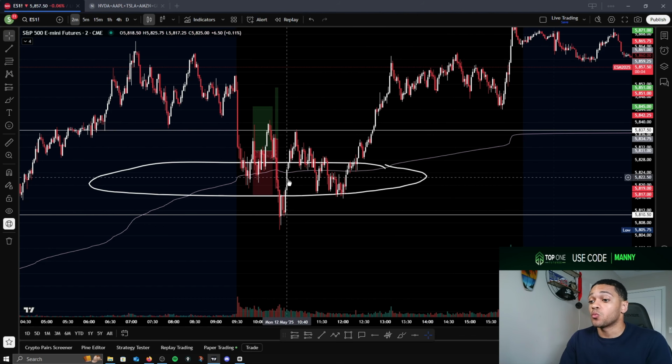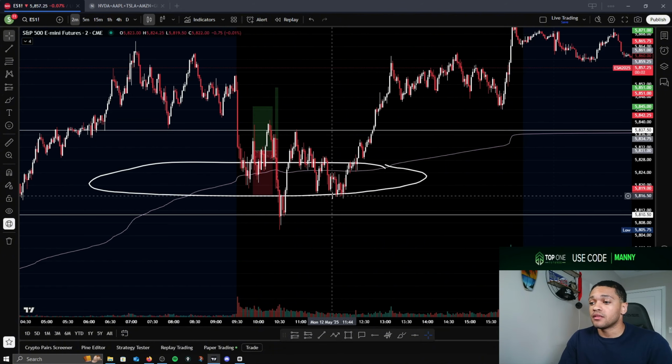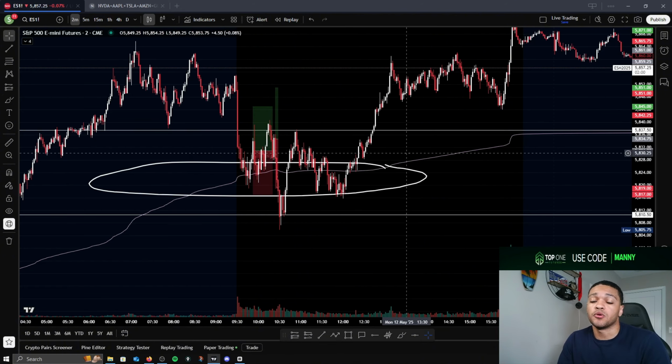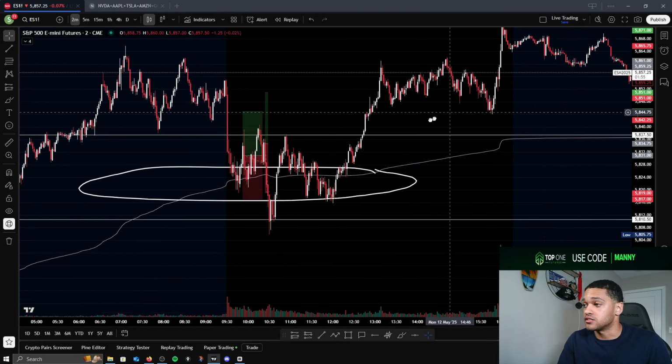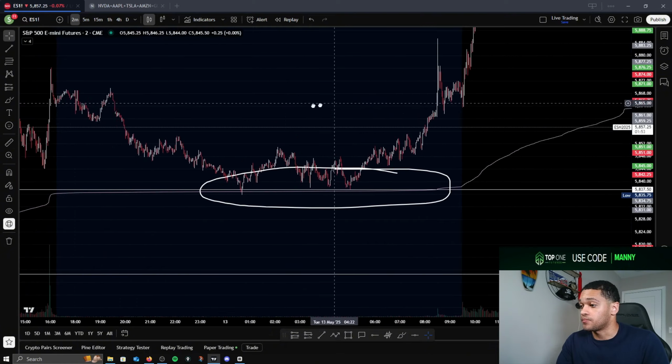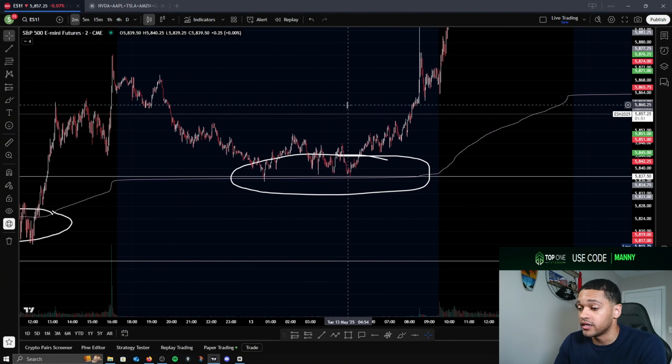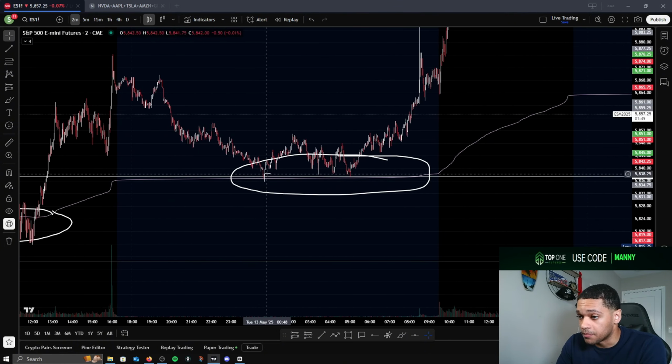If we're trading the trend, we're trading in alignment with the weekly VWAP. This is an easy way for us to be in alignment with the trend and understand when we should be in and when we should just sit flat on our hands. And if we go to the next circle area we highlighted, we're seeing that buyers are starting to step in right here.